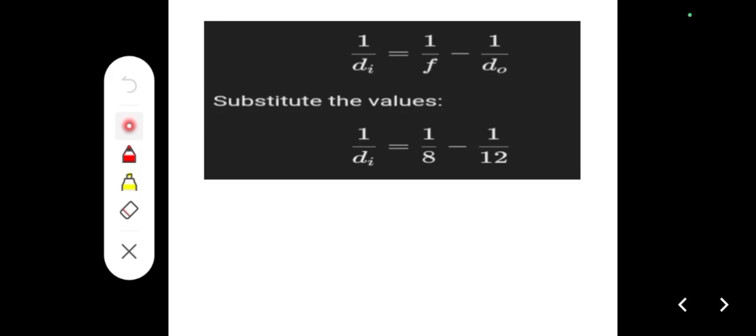Okay, so from here, we will simply substitute the values. So 1 over di equals 1 over 8, that is 1 over f, minus 1 over do, or 1 over 12. So as you can see, we are expressing the numbers in fractions. So no need to be afraid of fractions. You have your best friend with you. You can always ask help from your best friend. And I'm talking about your calculator as your best friend.